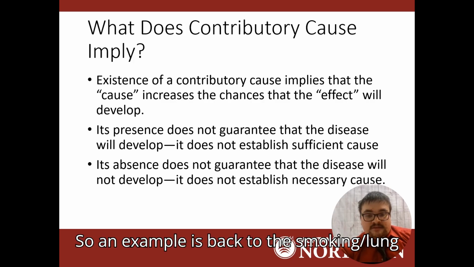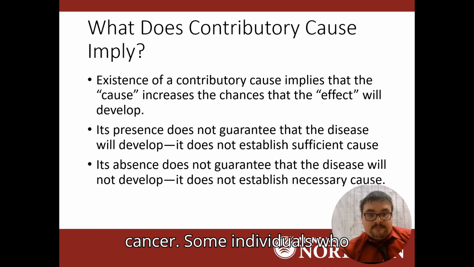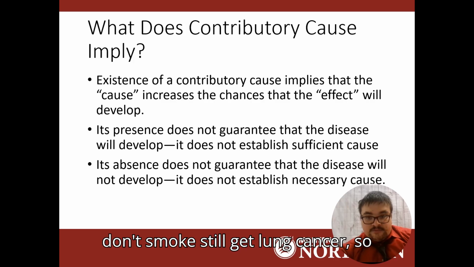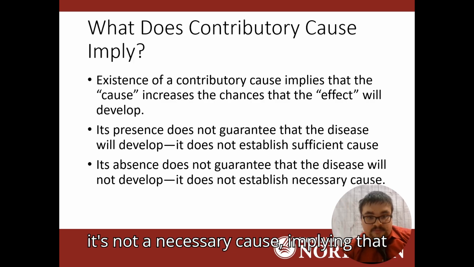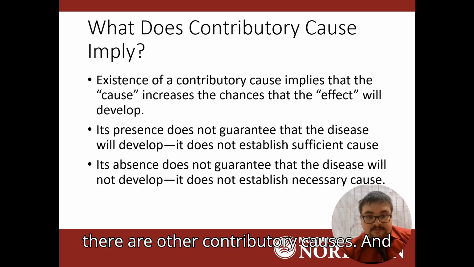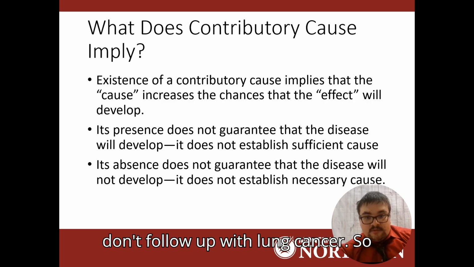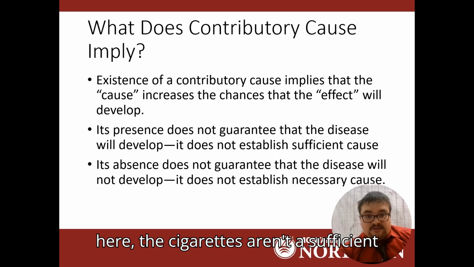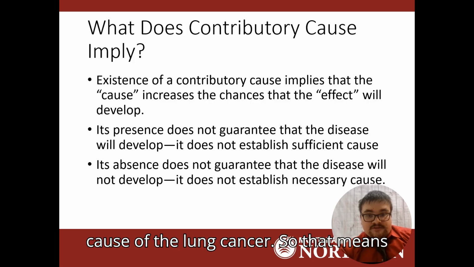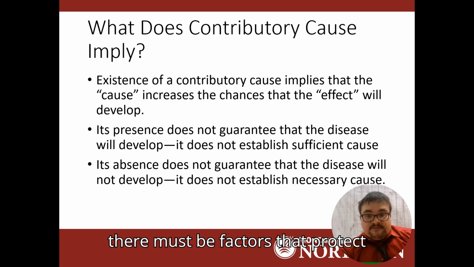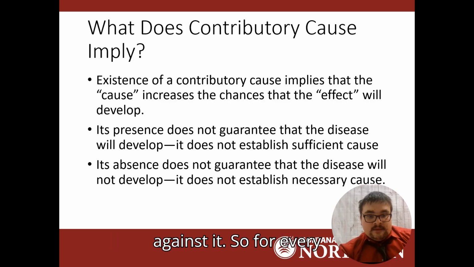So an example is back to smoking and lung cancer. Some individuals who don't smoke still get lung cancer, so it's not a necessary cause, implying that there are other contributory causes. And for some of those that do smoke, they don't develop lung cancer. So here the cigarettes aren't a sufficient cause of lung cancer. So that means there must be factors that protect against it.